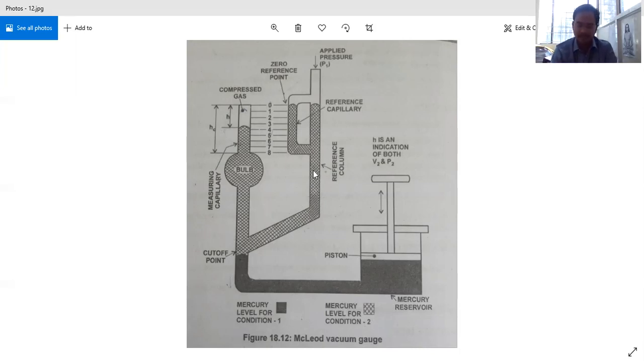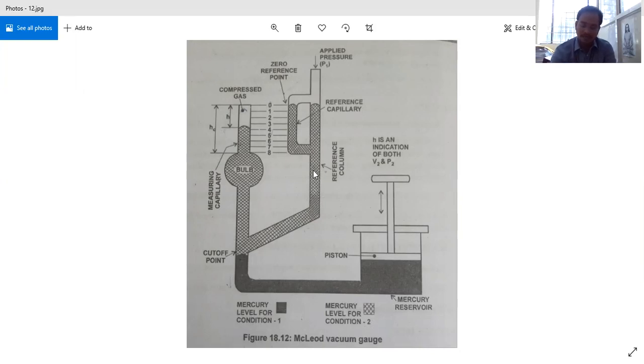But there are certain limitations to this. The gas whose pressure is to be measured should obey Boyle's law. Basically, real gases may show some deviations, but they do behave like perfect gases, ideal gases. So in that case, it is very easy to use this McLeod vacuum gauge.